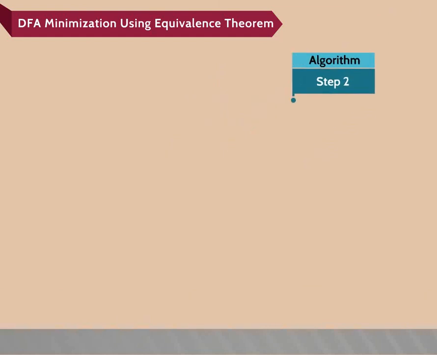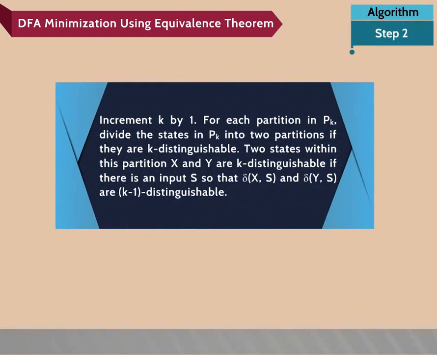Step 2. Increment k by 1. For each partition in Pk, divide the states into two partitions if they are k-distinguishable. Two states within this partition, x and y, are k-distinguishable if there is an input s so that delta(x, s) and delta(y, s) are (k-1)-distinguishable.